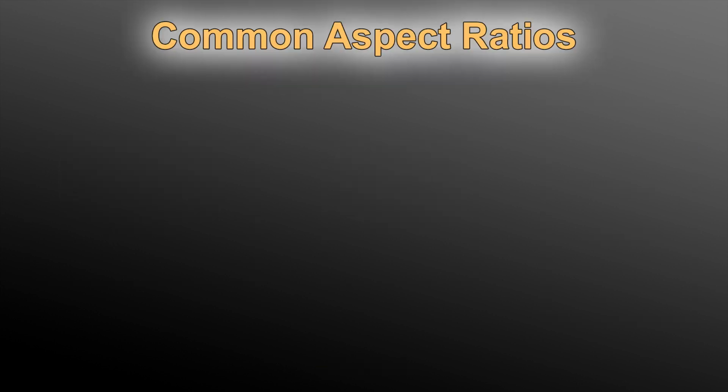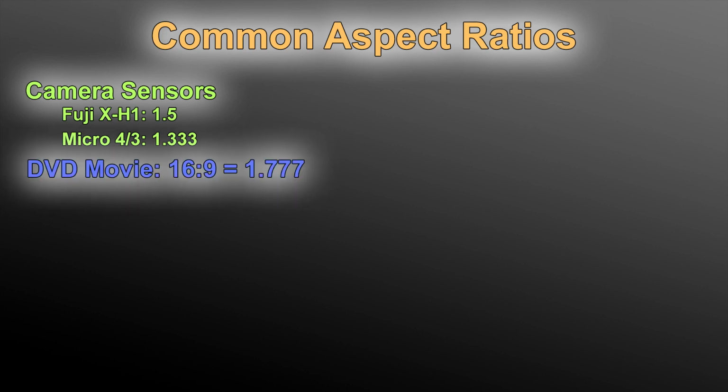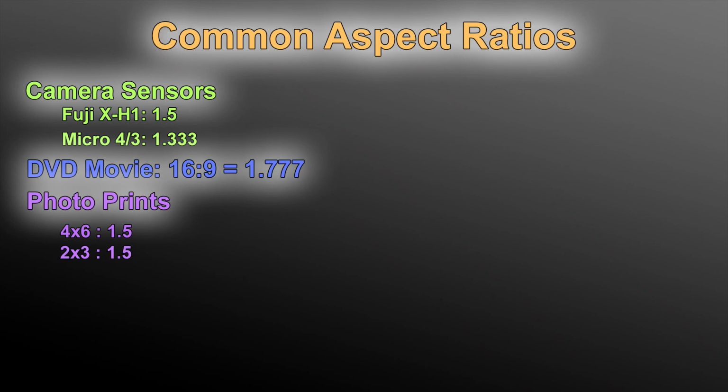Here are some common aspect ratios. Camera sensors. Fuji X-H1 has an aspect ratio of 1.5. A Micro Four Thirds camera, hints in the name, has an aspect ratio of 1.333. DVD movies are often 16 by 9, maybe you've seen that before, aspect ratio 1.777. Prints, a 4 by 6 has an aspect ratio of 1.5, which is the same as my camera sensor. What a coincidence. It's also the same as a 2 by 3 inch picture or an 8 inch by 12 inch picture.